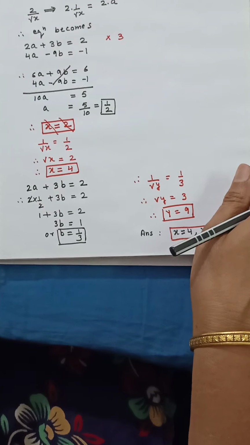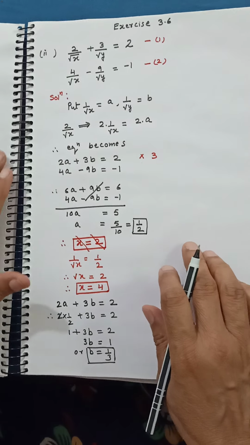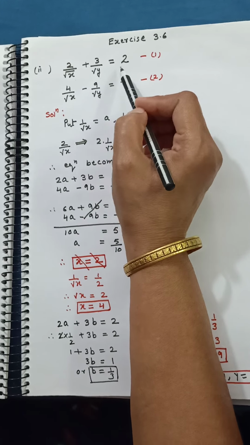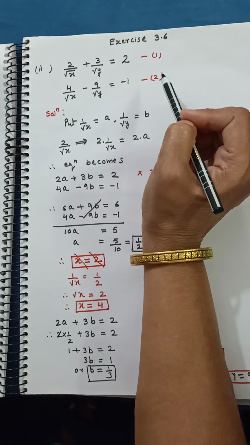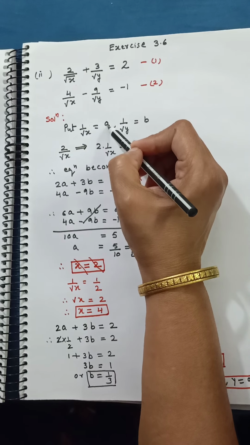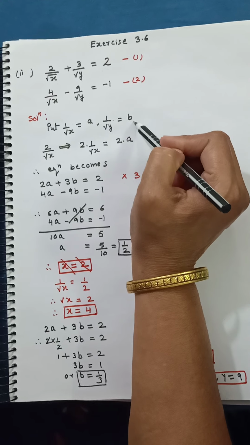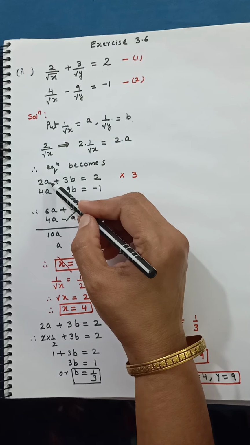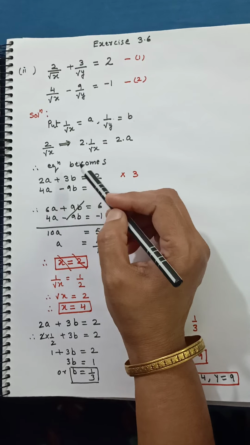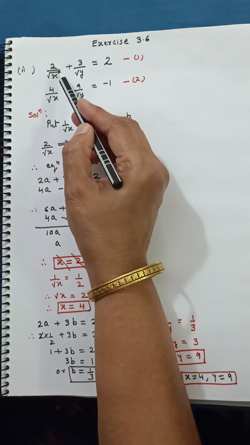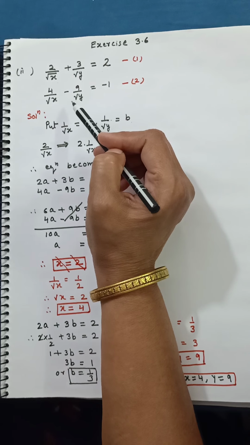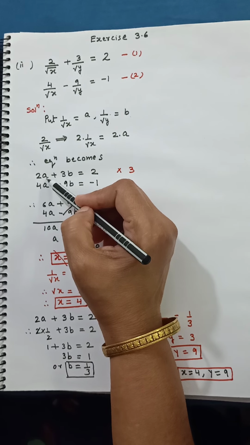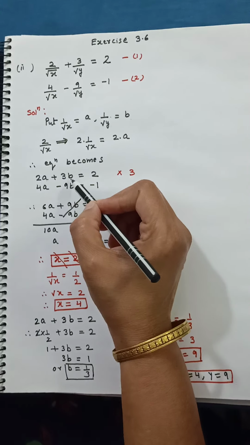In the same way, we will be solving question number 1, second part. Now 2 upon root x plus 3 upon root y is equal to 2. Put 1 upon root x is equal to a and 1 upon root y is equal to b. So if you change the equation, it becomes 2a. As I explained you earlier, 2 upon root x means 2 into 1 upon root x. And for 1 by root x, you can write a.